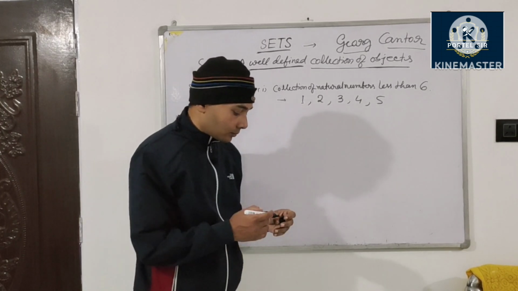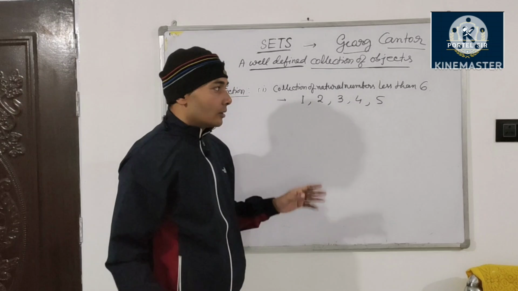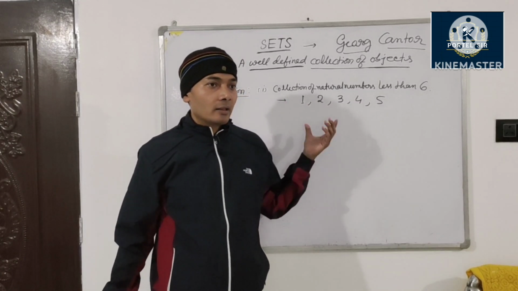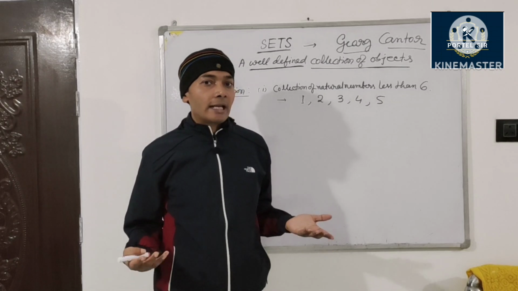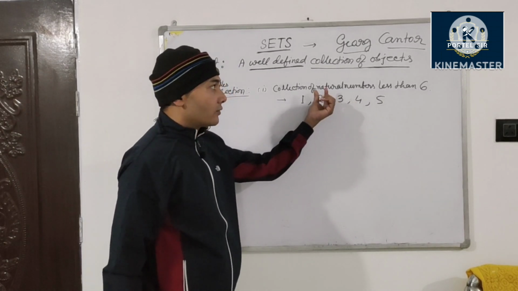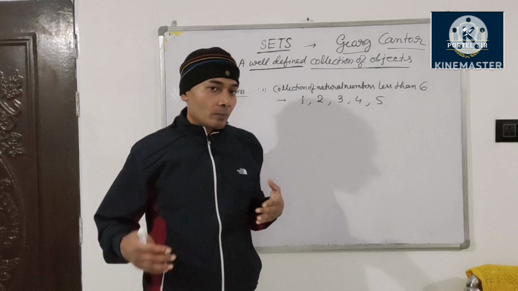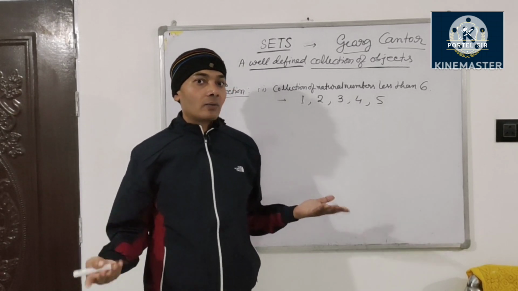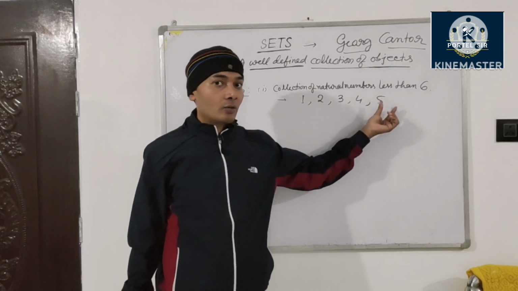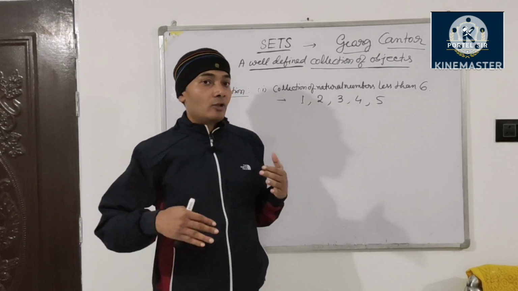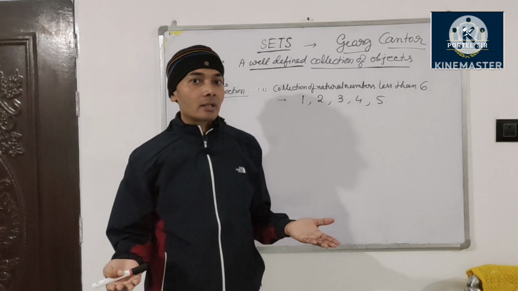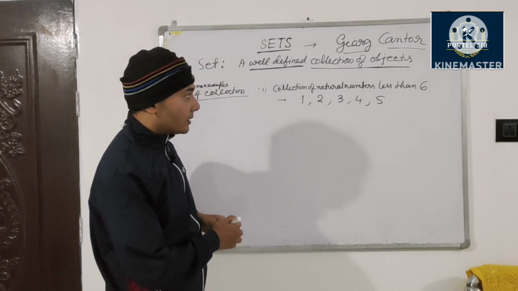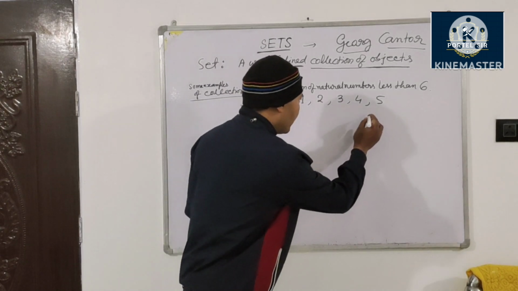Now, it is well defined, yes or not? Every person can say what the natural numbers less than 6 are. For me also the same, for you also the same. For every person in this world, the collection is always the same. It does not change from person to person. Yes or not? So this type of collection is called a well-defined collection.